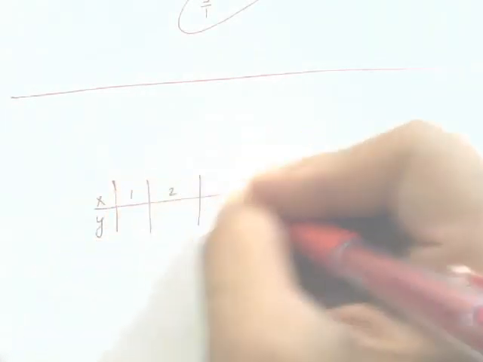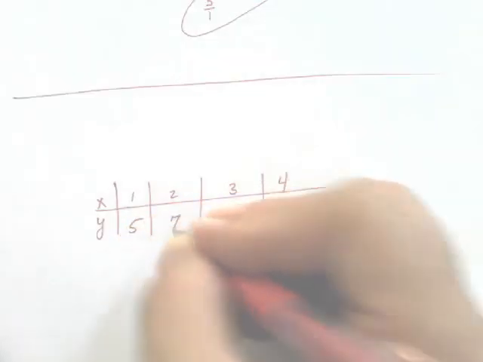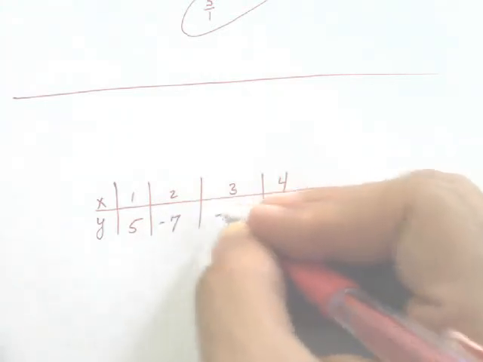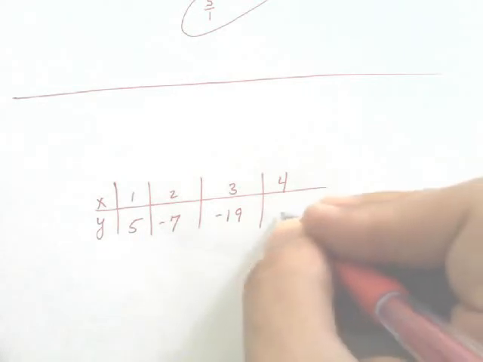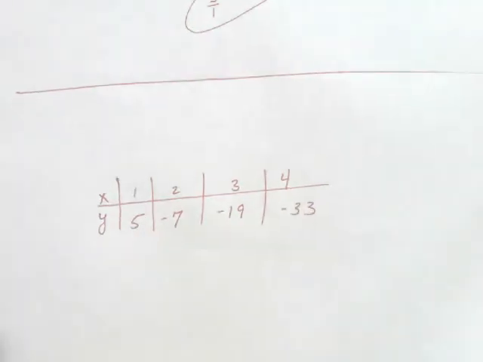One last example. Let's suppose I take a table of 4 values here: 2, 3, 4, 5, and for the y's, 7, let's go negative 7, actually, negative 19, and negative 33. So pause your video and try this problem. And then when you're done with the problem, unpause your video and take a look at how you did.